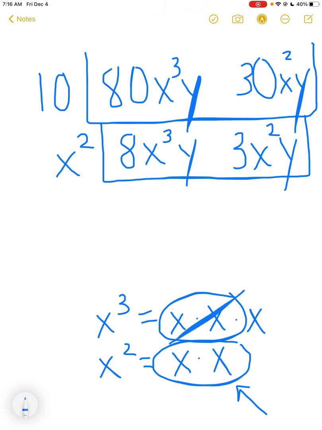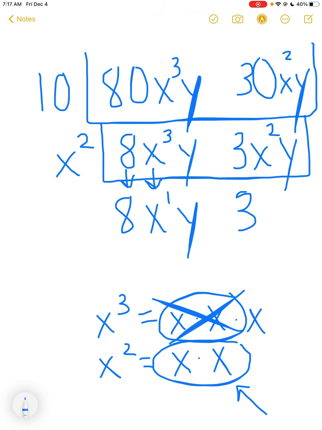If I take out 2 x's from my x to the third, how many x's are left? Just 1. So right here, this x to the third is going to turn into x to the first, which is the same thing as just x. So you can put the x to the 1, or you can just leave it as x. A reminder that your 8 just drops down like it was. We're not focusing on the y's right now, so I'm just going to bring down my y. Go to my second number now. 3 does not get affected, so I just bring down my 3.